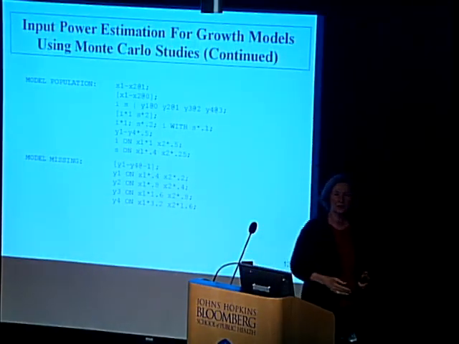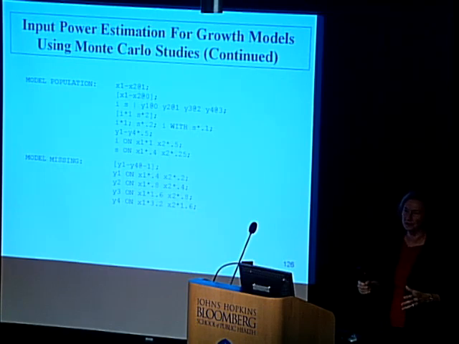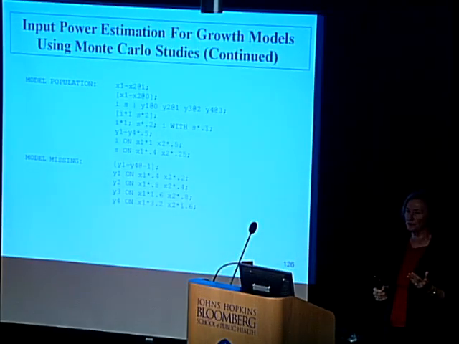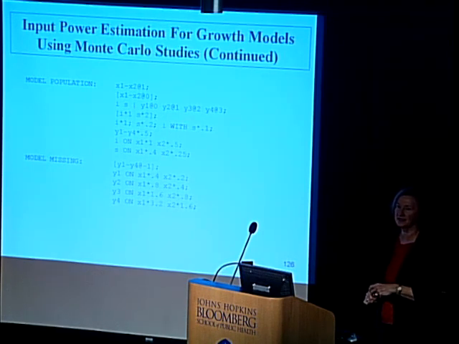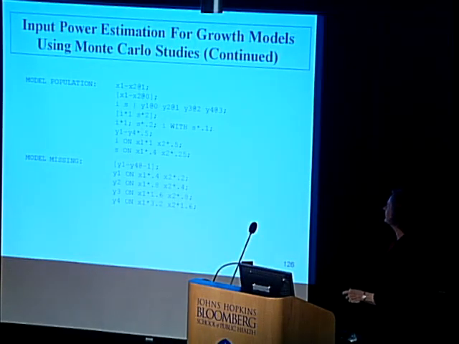Now, in addition to the Monte Carlo command, where you give the basics of the Monte Carlo study, you have to give population values for every parameter in the model. And that's done using the model population command. And so we'll look at that first. And then model missing is used to describe the missing data patterns that you want the data generated with.